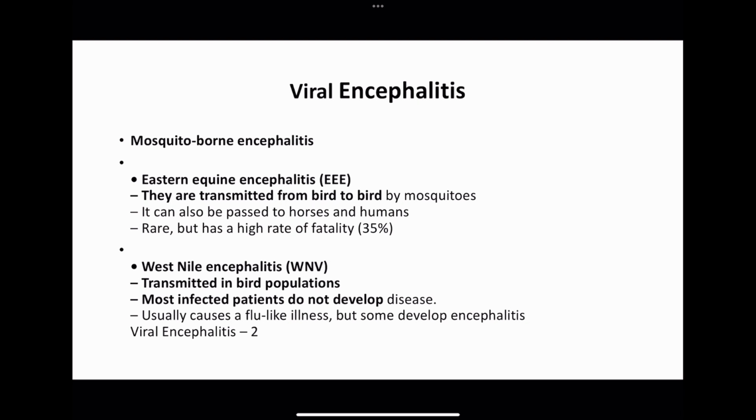Then to continue with the West Nile encephalitis, the WNV, it was discovered in Uganda and the first case was shown in New York in the United States. It is transmitted in the bird population, and when it infects patients, it usually does not develop disease. It can cause minor symptoms such as headache or vomiting, but they are flu-like symptoms in this case, and it is usually way less severe. It is a little less rare, but it is not usually deadly.